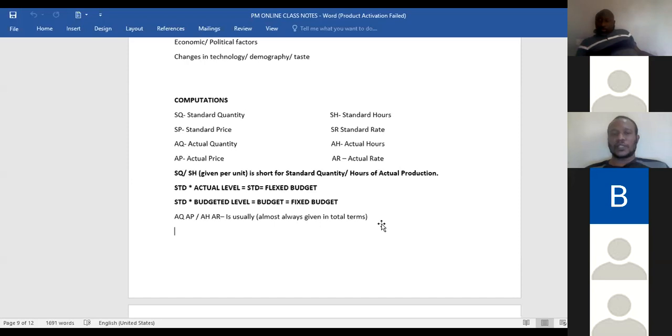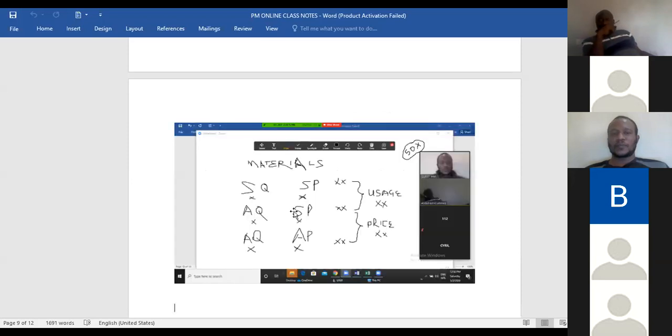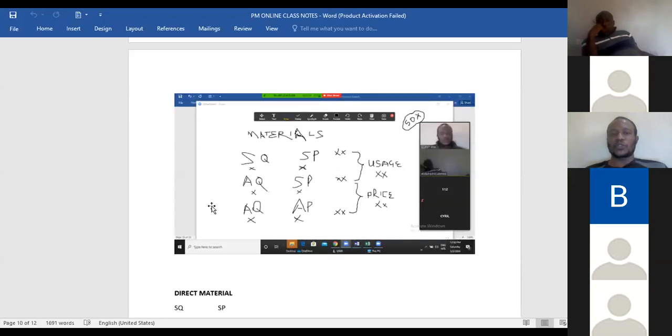So we said our pro formas will look somewhat like this. We came to our whiteboard and we gave an example of how our pro forma will look. So for material now, we'll have standard quantity, standard price on top, actual quantity, standard. So it's always standard, standard, actual, standard, actual, actual. So that's the first thing I want you to have in your mind. And remember, we said actual, actual is usually given in total terms.